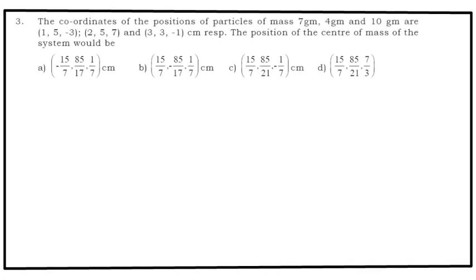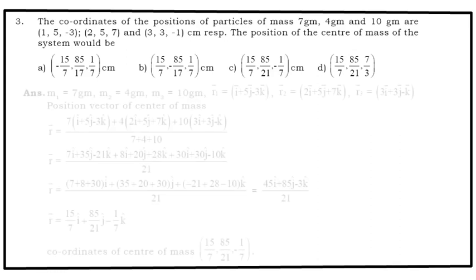Now, third problem based on the same concept. I hope you are understanding. I am slowly keeping the concept same, changing the module of the problem. The coordinates of the positions of particles of mass 7 gram, 4 gram and 10 gram are (1, 5, minus 3), (2, 5, 7), (3, 3, minus 1) centimeter respectively. The position of the center of mass of the system would be.